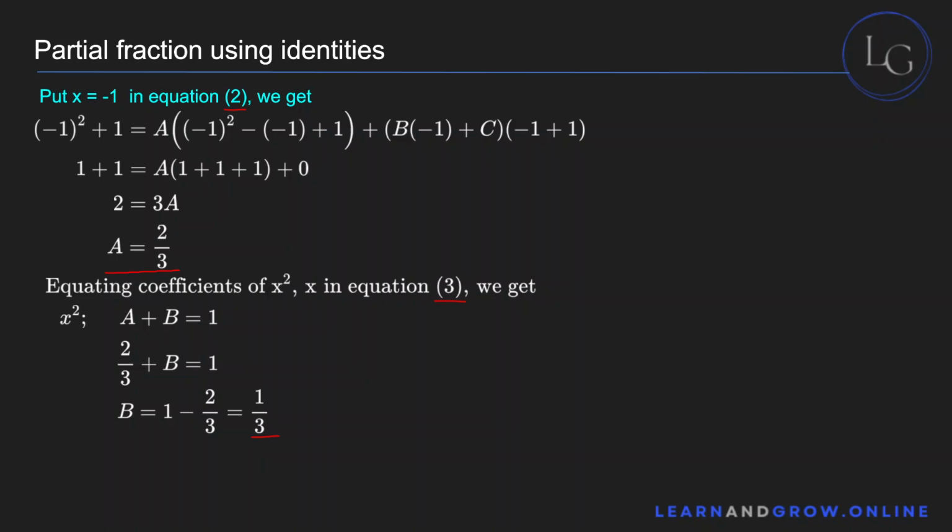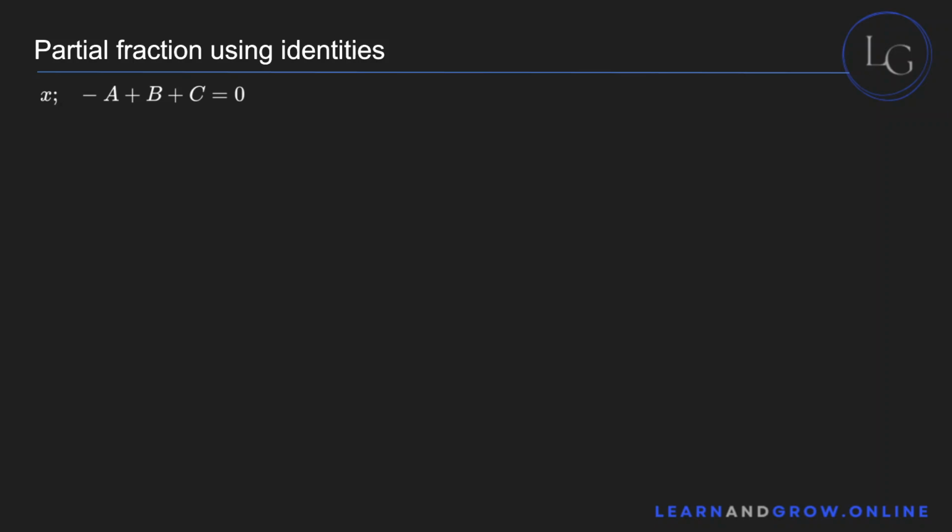Now to find the value of c, as you remember, in equation number 3, the coefficient of x is minus a plus b plus c. And on the left hand side, you see that there is no expression for x. So the coefficient of x on the left hand side is 0. Now we found the values of a and b. So when you plug those in, you find out that the value of c is equal to 1 by 3.